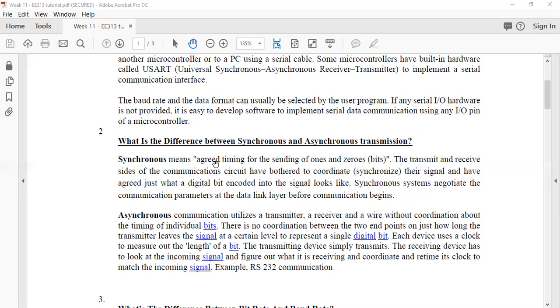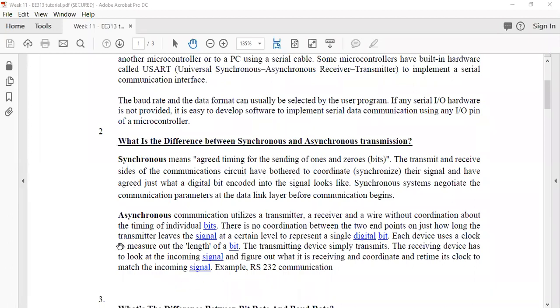So synchronous means agreed timing for sending of ones and zeros, right? Basically bit transmission at an agreed time. The transmit and receiver sides of the communication circuit have both agreed to communicate, or synchronize their signal, and have agreed just what a digital bit encoded into this signal looks like. Synchronous systems negotiate the communication parameters at the data link layer before communication begins, right?